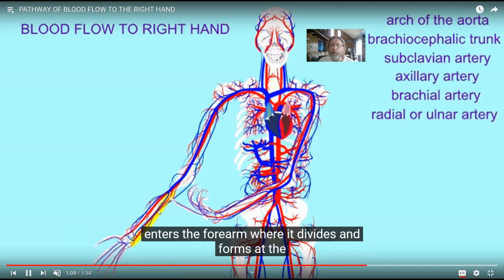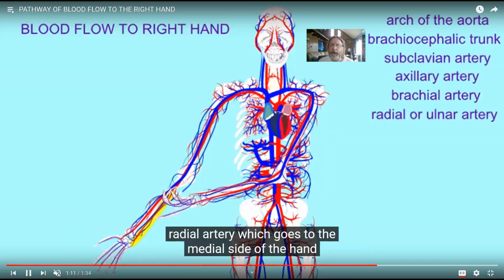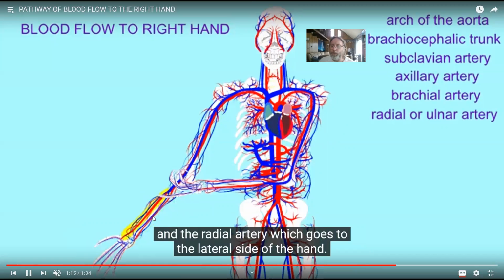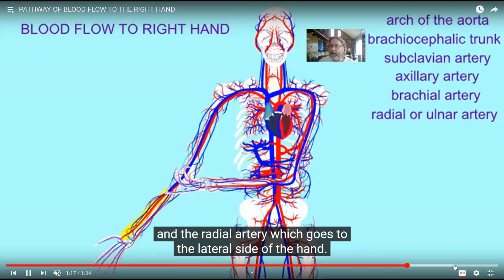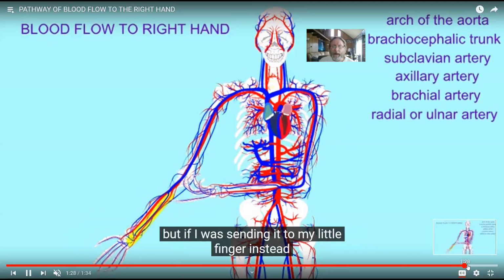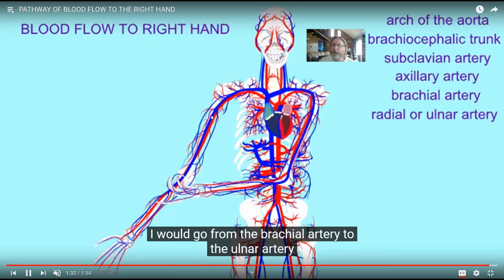And then once again, in the forearm, there is an ulnar artery on the medial side and a radial artery on the lateral side. And then we would come back through similar veins: ulnar or radial veins, brachial vein, axillary vein, subclavian vein, brachiocephalic veins, superior vena cava.